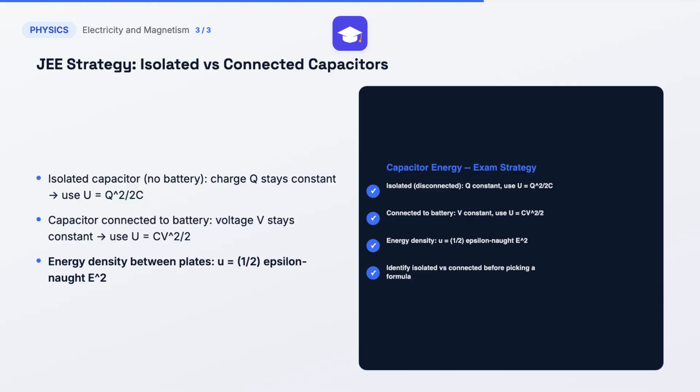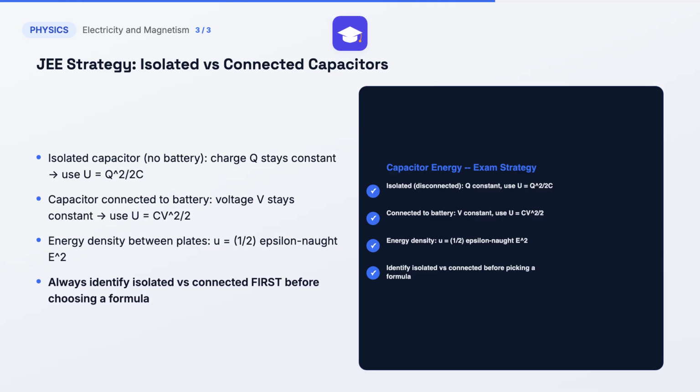A frequently tested numerical trap involves genuinely computing the energy density, the energy stored per unit volume between the plates, given by half epsilon naught E squared, where E is the electric field. This specific formula is genuinely worth memorizing separately since it appears constantly in JEE electrostatics problems.